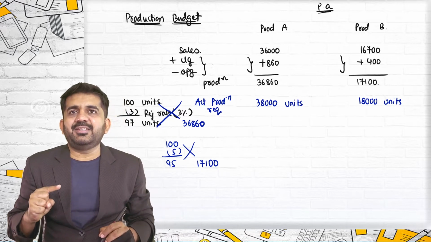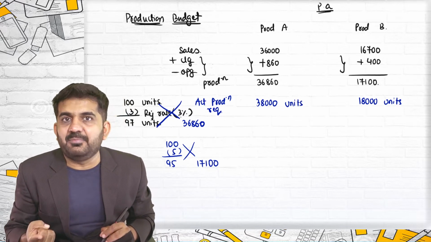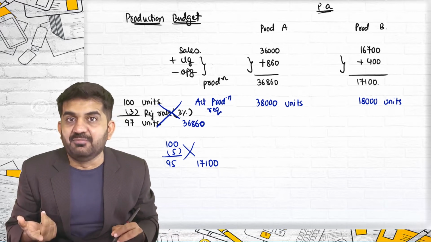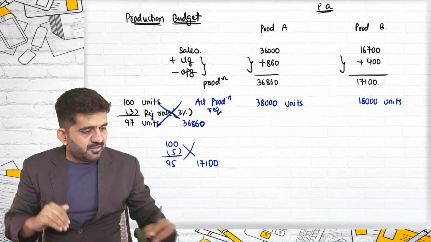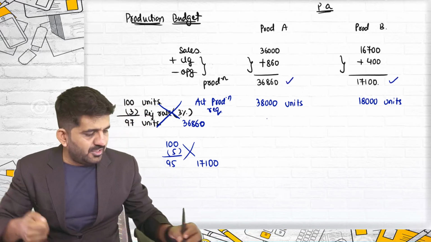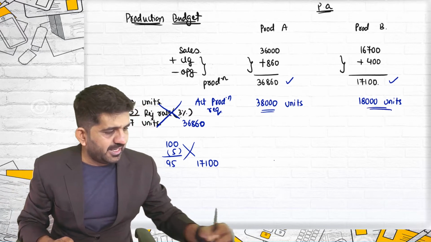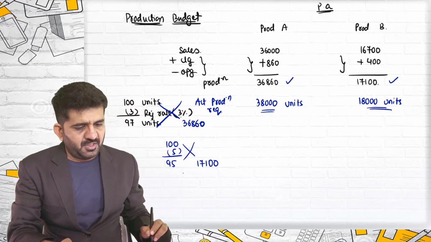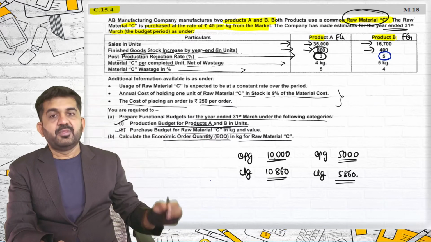So 38,000 units of A will be manufactured. 18,000 units of B will be manufactured. Yes, after wastage, actual production will be this. But you will have to manufacture 38,000 units and 18,000 units. This is the production budget. We are going to raw materials budget. Raw material is only one, C.